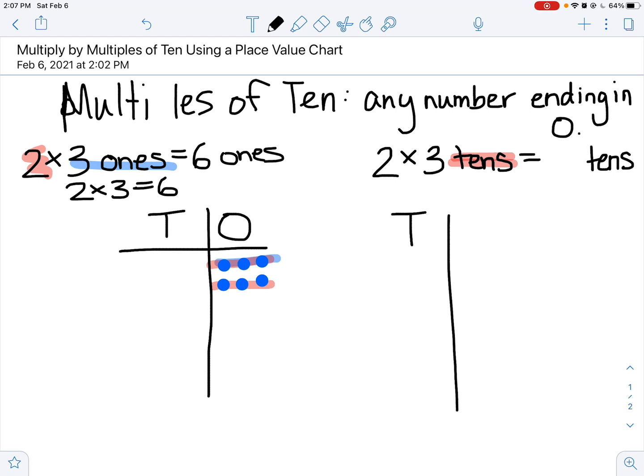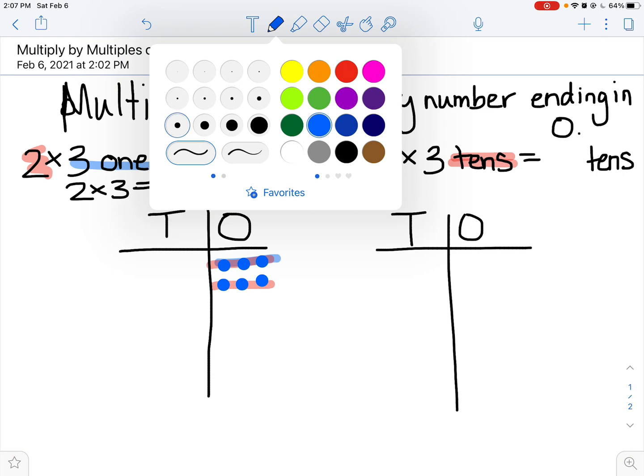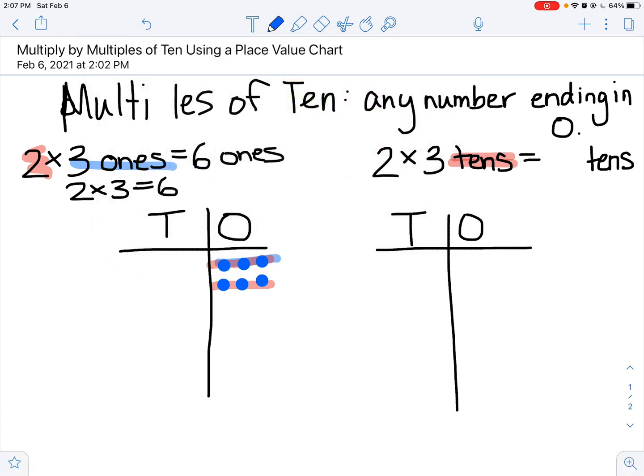So let's set up our place value chart. This time, instead of saying 2 times 3 ones, we're doing 2 times 3 tens. So the change I'm going to make this time is I'm going to put 3 tens, 1, 2, 3, in the tens place because we're talking about tens, but I'm going to do this twice because I still have 2 times 3. Notice, I've still shown a 2 by 3 array, just like in the other one, except this time, because it's tens, we're putting it in the tens place. So how many tens do I end up with? I see 6 tens, right?